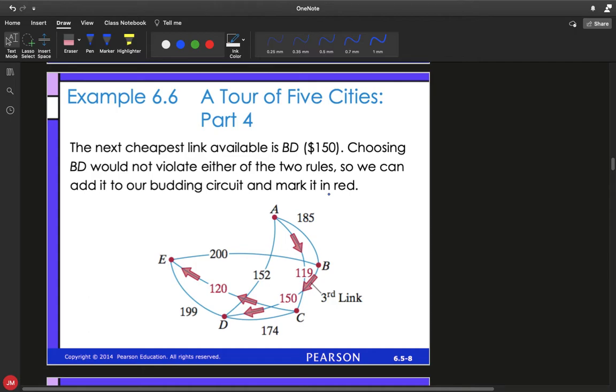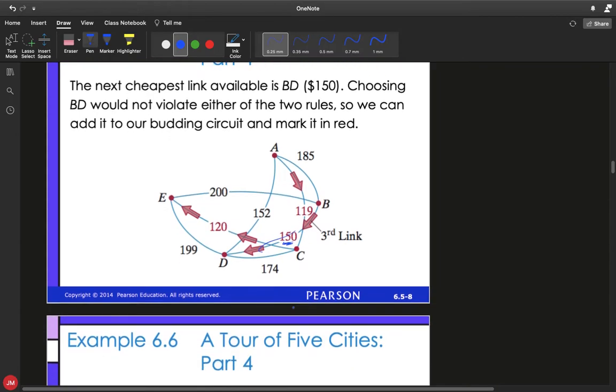So looking for our next cheapest link, looking through all the prices, 150 from B to D would be our next cheapest. Now, notice that B and D actually don't connect to the rest of our circuit right now. A, C, E, we don't have B and D connected. So this is where it is slightly different from what we saw with nearest neighbor and repetitive nearest neighbor, where you start at one point and then go from one to the next to the next. In this, we're just looking for where is the absolute cheapest link that we can find. So we are going to end up using B to D.